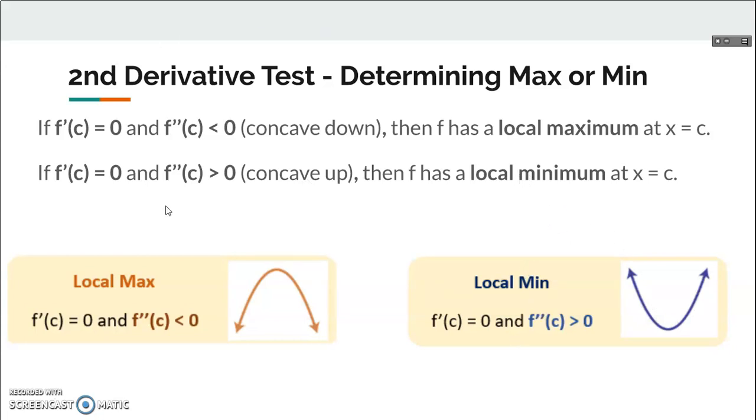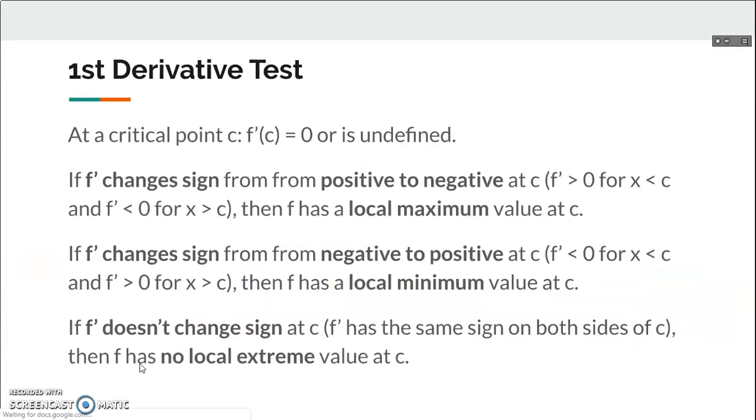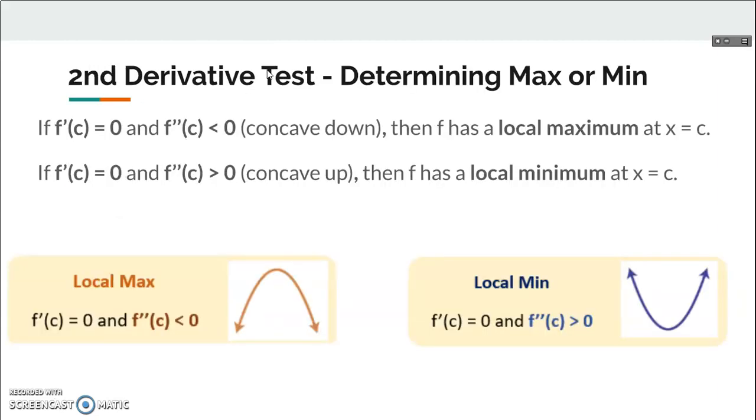So I never talked about this in class. I think Mr. Jansen did a little bit, but we never talked about the second derivative test in class. So if you want to find a local max or a local min, one way to do it is the first derivative test. Look to make sure that f prime changes from positive to negative or negative to positive. But another way to do it is the second derivative test.